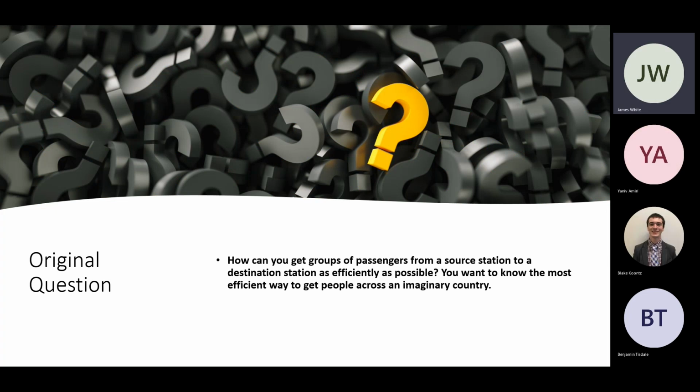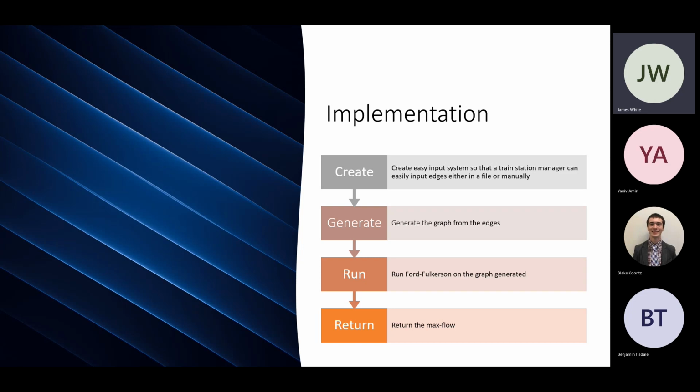Hey, so looking at our original question, we were taking a look at how we can get groups of passengers from a source station to a destination station as efficiently as possible. Of course, this is a really general question, so we've simplified it a little bit. We're looking at just trains and their capacities. We're not looking into train delays or times of day or stuff like that. We're looking at how we can get this group of people across an imaginary country as efficiently as possible without any outside factors, strictly at trains and their capacities. And then on the next slide, we start talking about how we've implemented this.